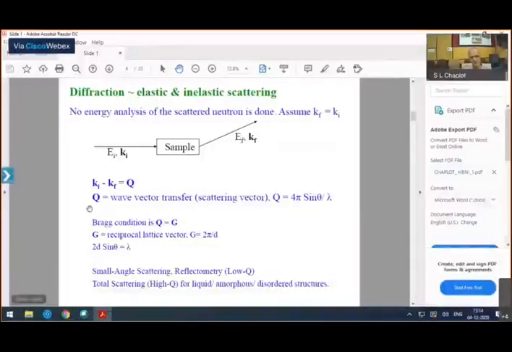Well, we are not going to talk much more about this. This is just a revision of the diffraction, so to say, and the fact that you have the Bragg scattering as well as the total scattering at all Q values.